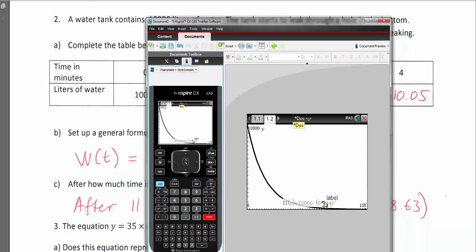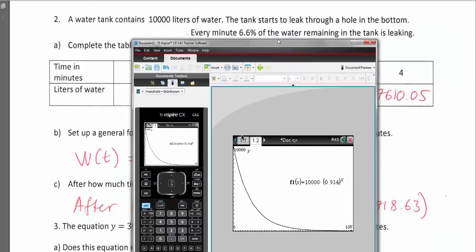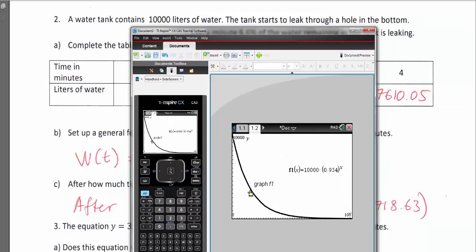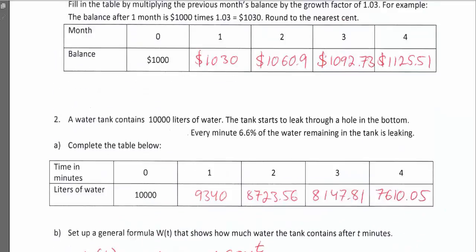So we see that in the beginning, a lot of water is leaking through the hole. Then after some time, it's not leaking as much because we have less water in the tank. Okay, so it's leaking a lot in the beginning, and then a little bit less because we have less water in the tank. This is how the graph of the function looks like.